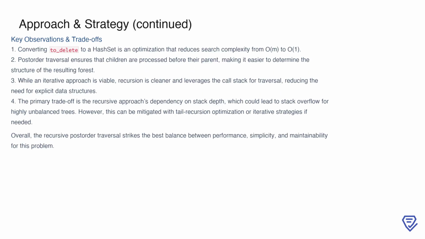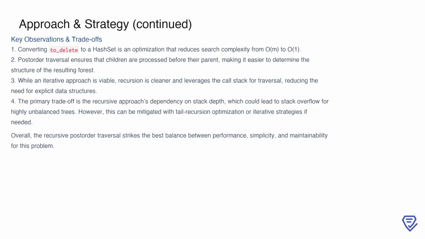There are a few key observations and trade-offs to keep in mind with the chosen approach. First, converting the to_delete list into a hash set is a simple yet impactful optimization, reducing the search complexity from O(m) to O(1). Second, the use of postorder traversal ensures that a node's children are processed before their parent, which makes it easier to determine the structure of the resulting forest.